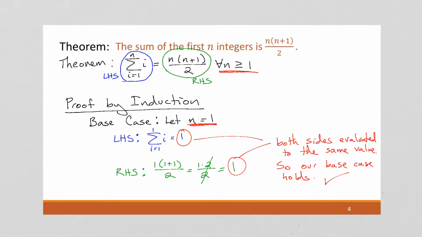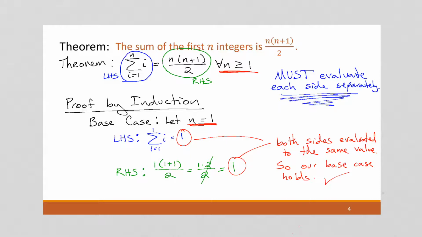Okay, and again, remember, it is really critical. You must evaluate each side separately. I'll show you in class an example of where evaluating both sides together can cause a problem. Well, actually, we already did that in a previous video, didn't we? So again, you must evaluate both sides separately. So we have our base case, and now we want to go on to our inductive step.